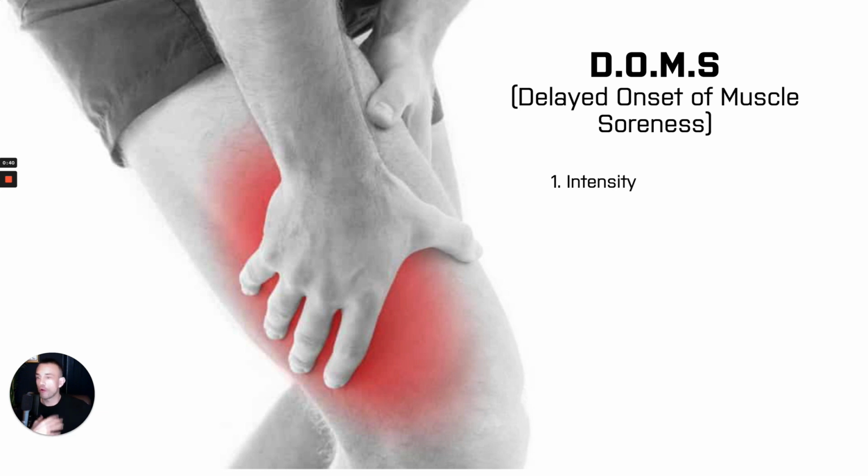So if normally on legs, you're going into the gym, you're leg pressing, you normally do 60, then one day you go with a training partner and they make you do 100, and you're training at a much higher intensity or a higher threshold than what you're used to, that's going to cause DOMS 100%. So intensity is the first one.